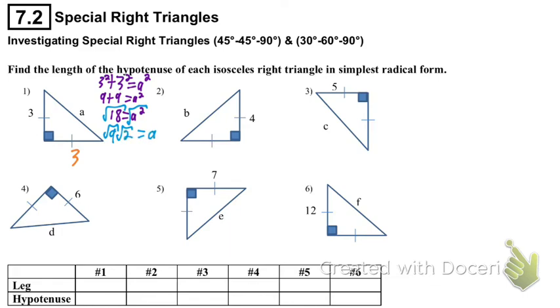Now, what is the square root of 9? It's 3. So this is 3 times the square root of 2 equals A. So that's what we end up getting. And you guys see this nice little box down here? All right, for number 1, what are we going to put in for the leg? 3. What are we going to put in for the hypotenuse? 3 times the square root of 2. 3 radical 2, however you want to say that.